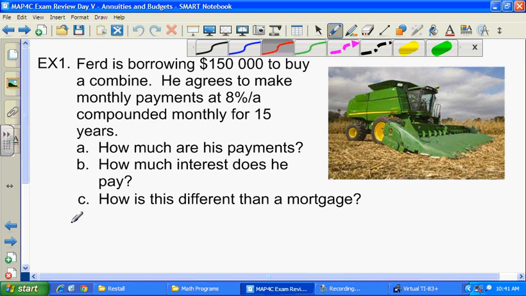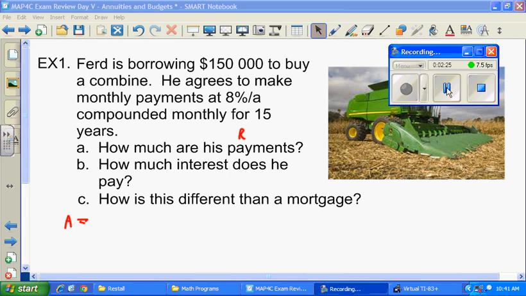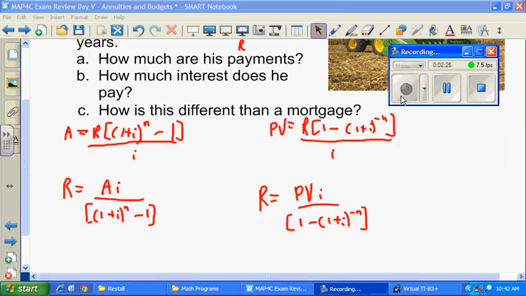How much are his payments? Well, remember there was two formulas. How much are his payments? That's R. So we're going to have one of those R formulas. But the question is, is it the R formula with? Here's all the formulas. I'm going to pause the video so I can write all the formulas on there, and we'll talk. Okay, bam, there they are. 4 formulas that we use.